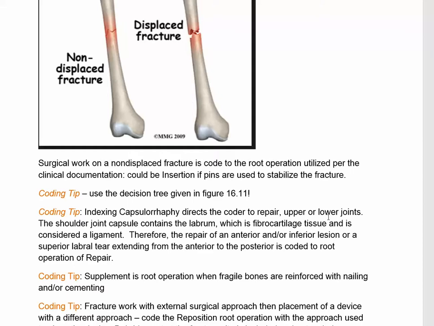the root operation would be reposition, and you would also need to reflect the hardware of the pin in the device character value. After the surgery, the patient is put in a cast, but you would not code the casting separately. It would be part of the reposition. So that figure 16.11 is a very helpful decision tree for you to utilize in this class and beyond.